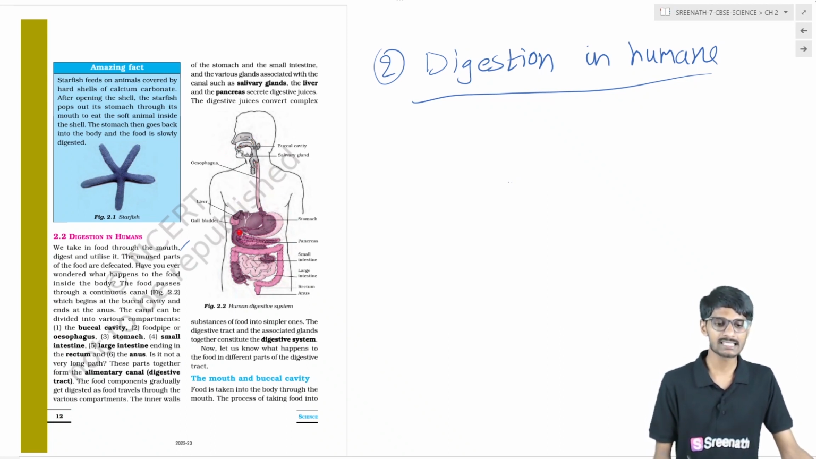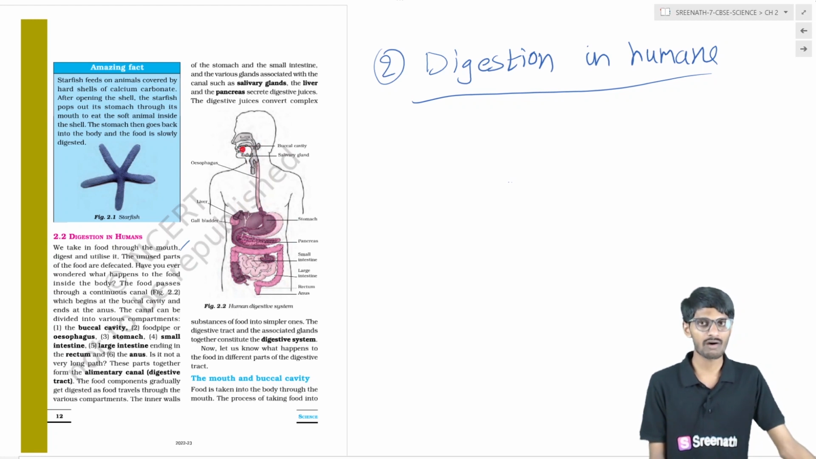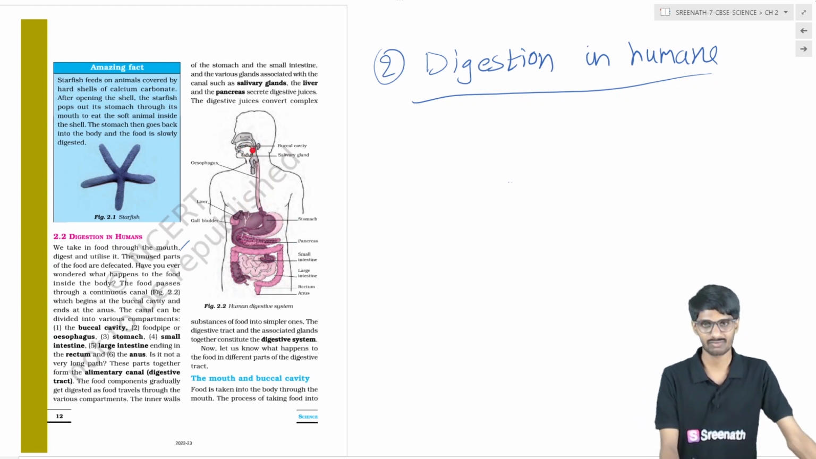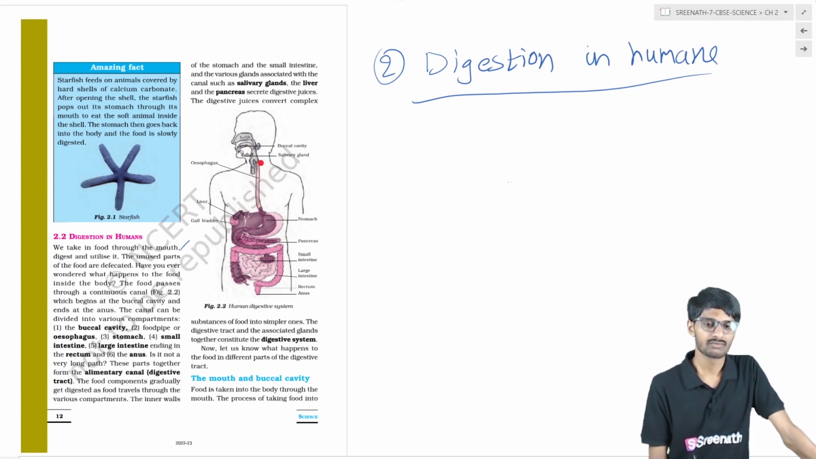In this area we have the buccal cavity with teeth, and the tongue, and also salivary glands which secrete saliva, and with the help of it we grind, bite and chew our food. This is the oesophagus, which is the food tract. After being taken through the mouth, food travels along this tract. After that it will enter the stomach.